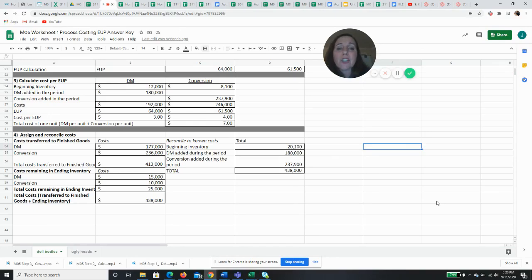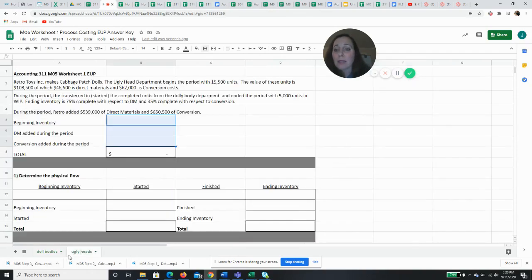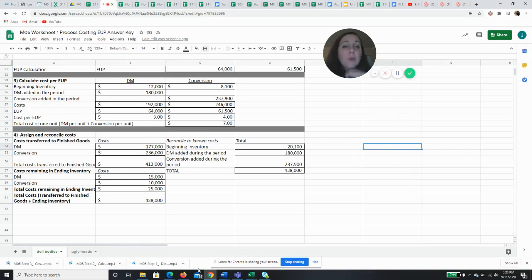All right, that's going to finish us off on the EUP. We've done the 4 steps. You have a second tab for ugly heads that is right now blank. If you feel ready to try it on your own, go ahead and do that. And I'm going to put this answer key up in Canvas so you can check your work.